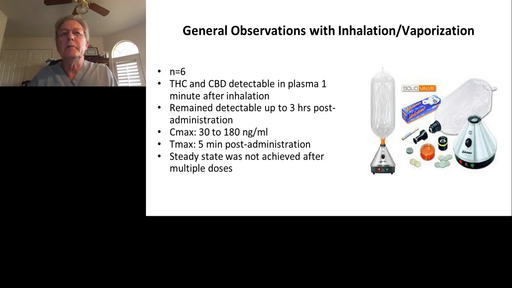In this yet to be published data, using the volcano vaporization device, which is most commonly used in studies evaluating inhalation methods of cannabis administration, this is just a simple example showing the profound difference in 6 subjects looking at their Cmax, or the blood level that was attained at the maximum point in time. Between those 6 individuals, there was a range in blood level of 30 to 180 nanograms per mil.